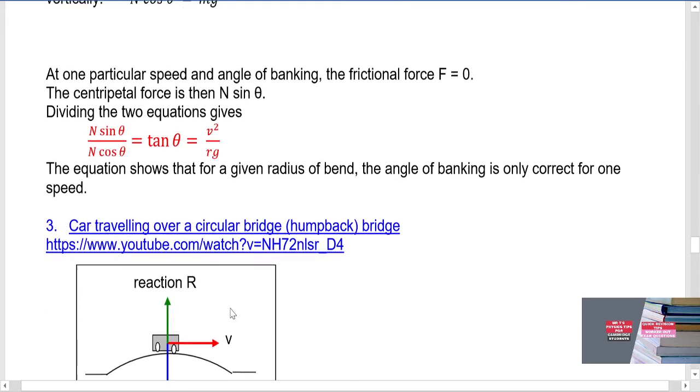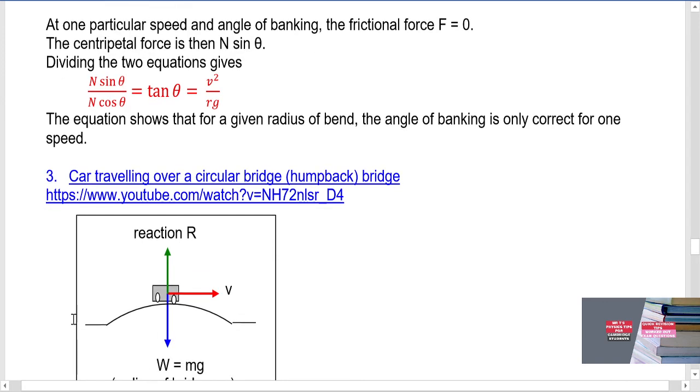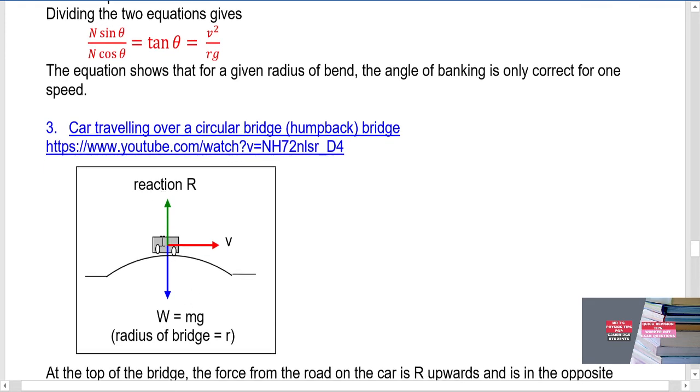And then we have a car traveling over a circular bridge or humpback bridge. So the car is moving and then goes up. So we want to find that safe speed so that the car doesn't fly off the top of the bridge like this. So in this case, the normal reaction force and the weight are the ones that are responsible for the centripetal force.